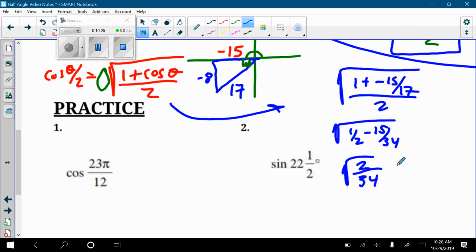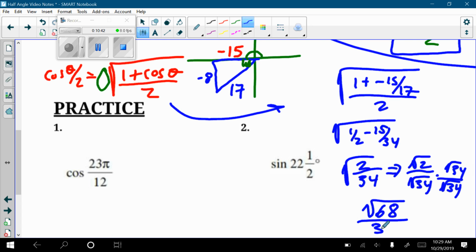It'd really be nice to split this up. This is all just kind of annoying arithmetic. But if I split it up, I need to rationalize the denominator. All right. A lot of simplifying, cleaning up here. On the top, I get square root of 68. On the bottom, I just have 34. And that's my cosine. Don't forget about the plus or minus, though.